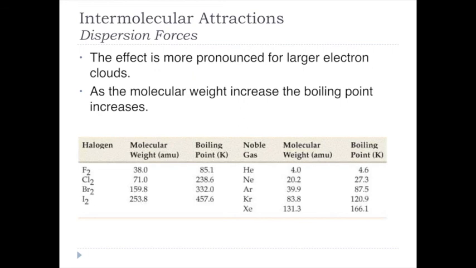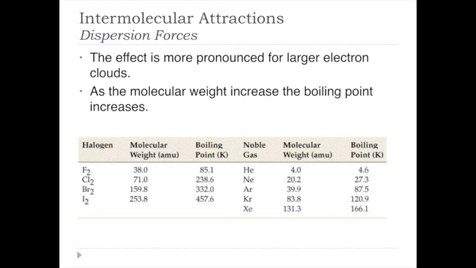So boiling point tells us a lot about the strength of intermolecular forces. The higher the boiling point, the stronger the intermolecular forces. So make sure to write that down. The higher the boiling point, the stronger the intermolecular forces. So as I go down the group and the molecular weights get bigger, the boiling point gets higher. That means the bigger my molecule, the stronger those intermolecular forces are.